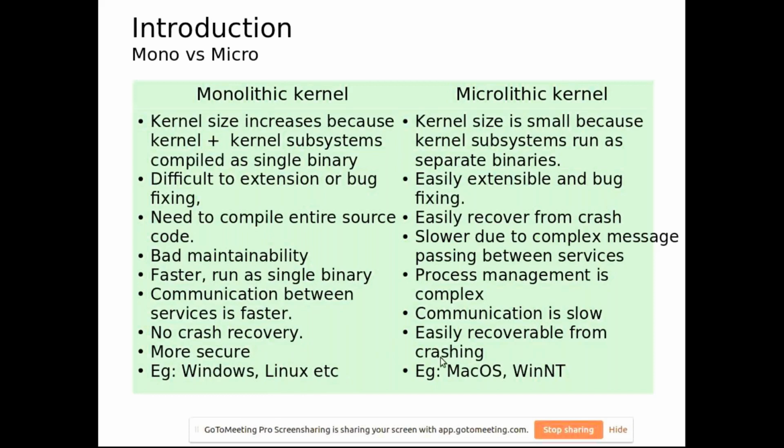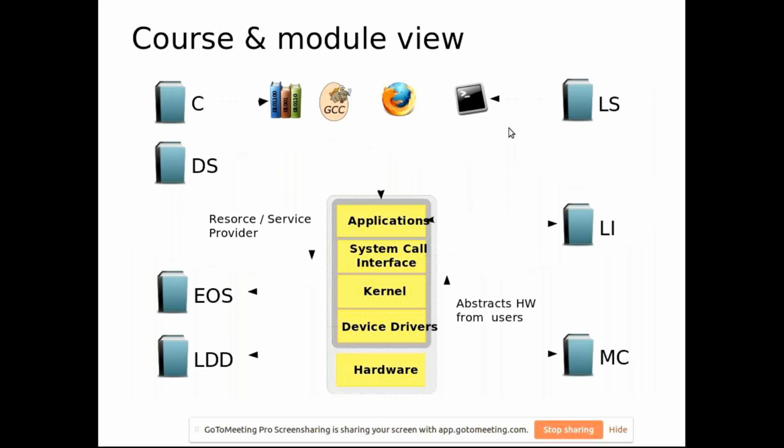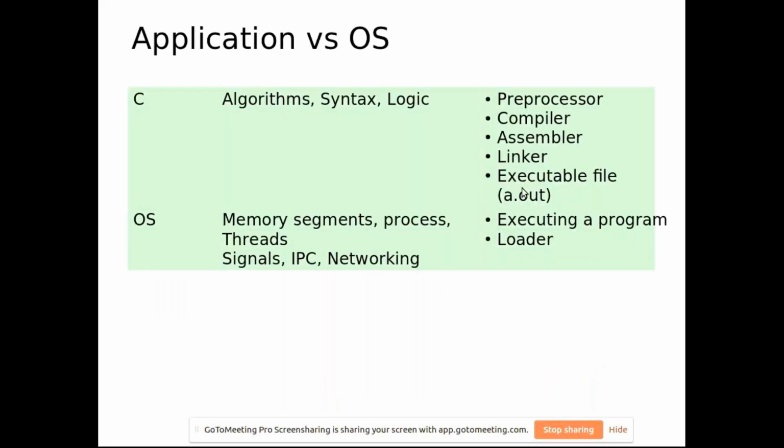Now coming to the C perspective. C has the algorithm, syntax, and logic. There are various stages of compilation of a C program: the preprocessor stage, the compiler stage, the assembler stage, the linker stage, and then the executable file. And the OS has memory segments, processes, threads, signals, IPC, and networking. It executes the program and loads it onto the RAM. So it is the job of the OS layer to load this a.out onto the RAM, right?